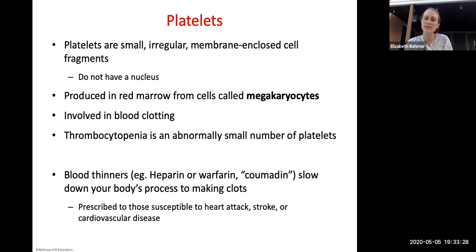Thrombocytopenia is an abnormally small number of platelets. Blood thinners like heparin and warfarin (my dad's been on Coumadin for years) slow down your body's process to make clots. So they slow down the process of these platelets going to the site of damage, just so that your blood can get through. Usually people with high cholesterol or heart disease are on blood thinners. It's prescribed to those susceptible to heart attack, stroke, or cardiovascular disease, people whose arteries are kind of closed up, to try to keep the blood thin and keep it moving.